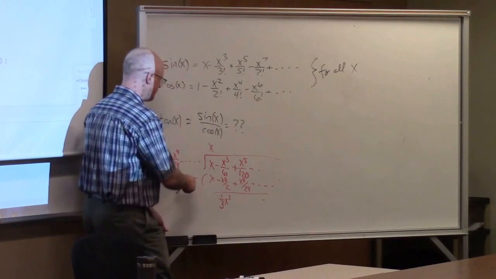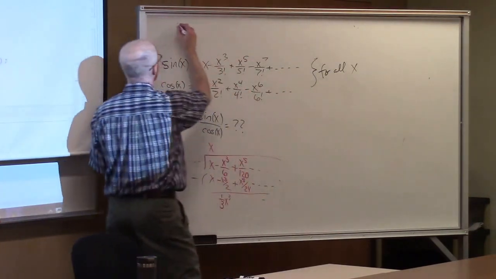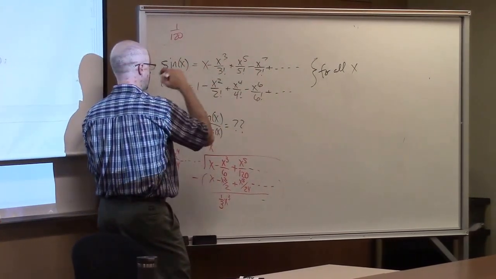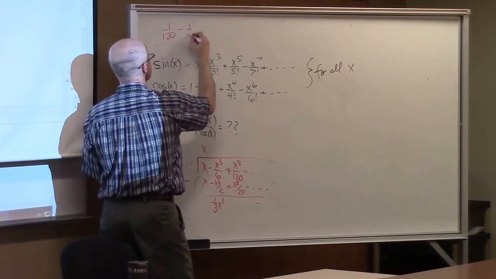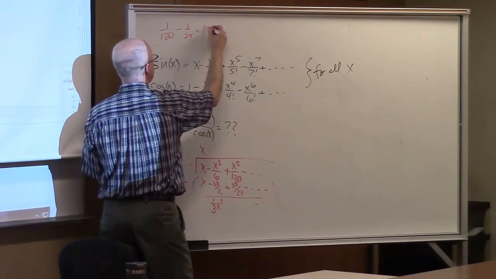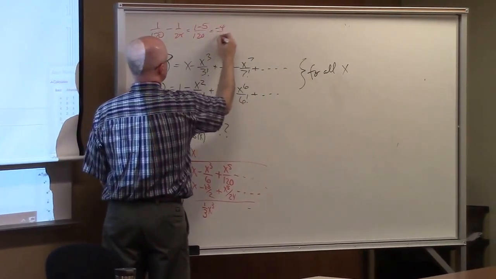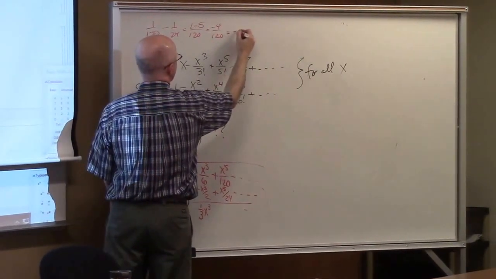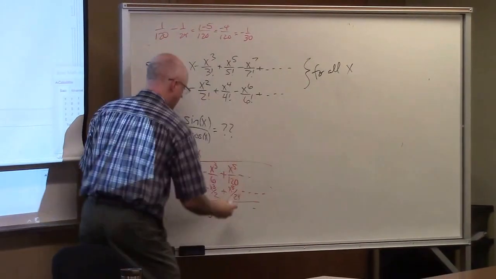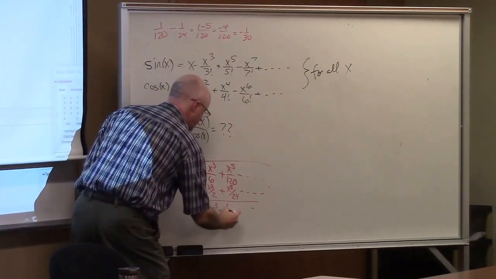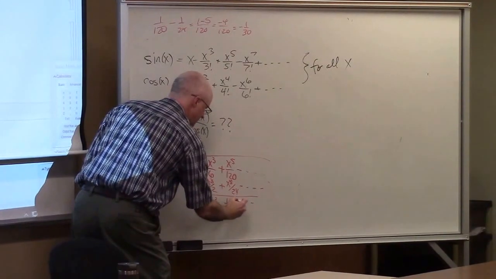1 over 120 minus 1 over 24 is the coefficient of x to the 5th. Getting a common denominator of 120 gives you negative 1/30th for the coefficient of x to the 5th after subtraction.